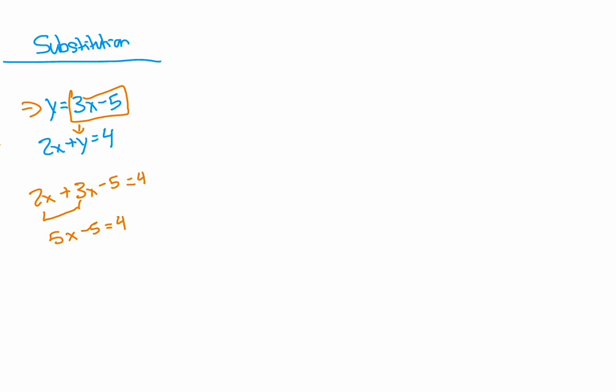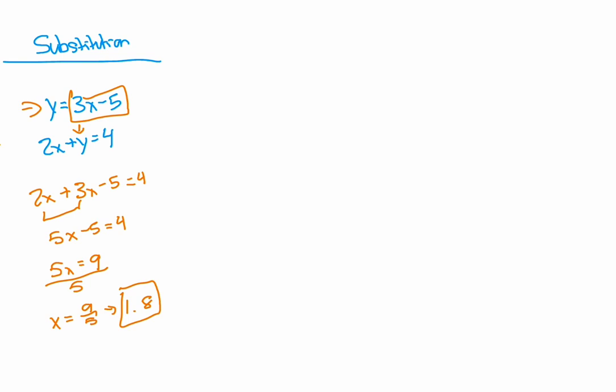And then we're going to solve for x. So we're going to have 5x equals 9. Divide by 5. And x is going to be equal to 9 over 5, which comes out to be 1.8. So now we have our x value. We know what x is equal to.